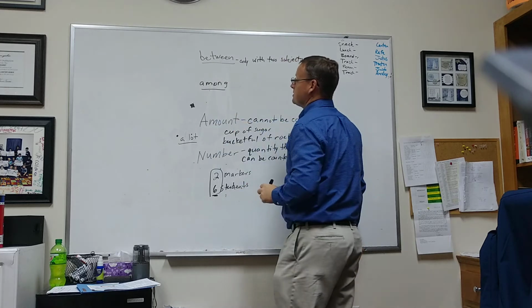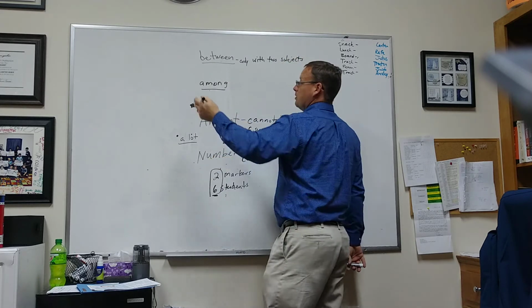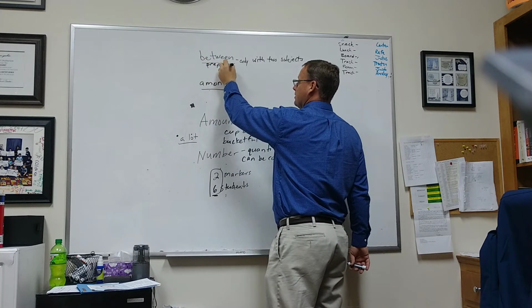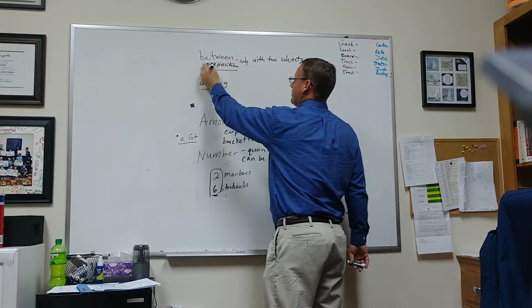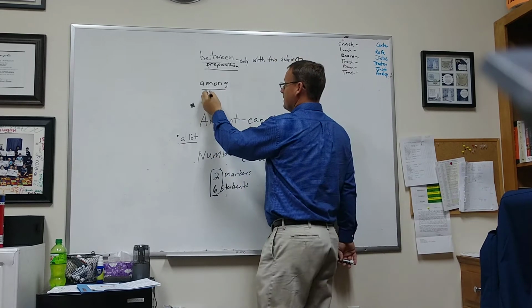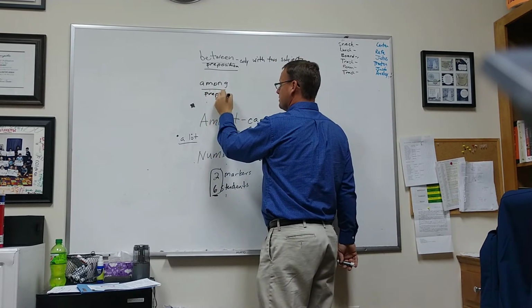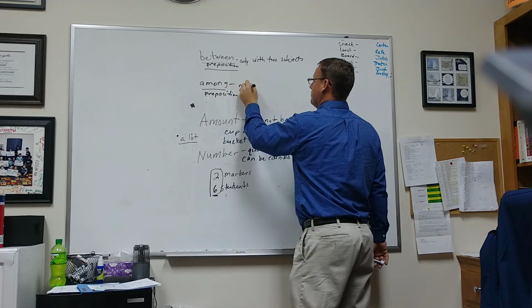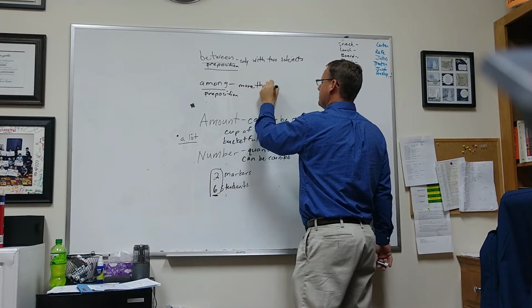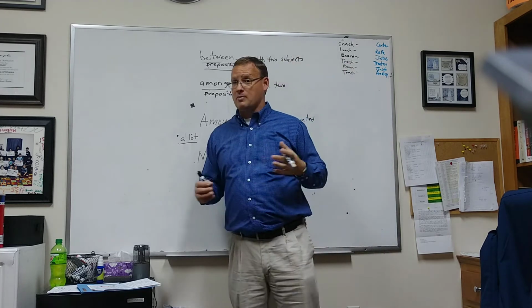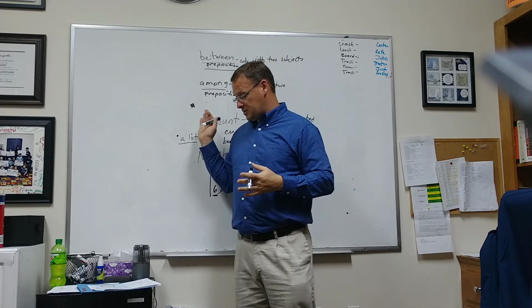Between, what part of speech is that? Does anybody know? Preposition. Preposition. Okay, that's a preposition. It has an object and it creates a prepositional phrase. The same thing with among. Among is also a preposition, but among is more than two. I don't know how much among represents. It could represent 3 million or just 3, but it's more than 2.